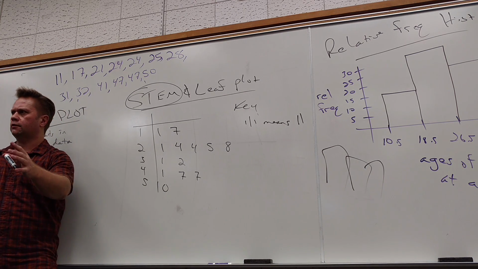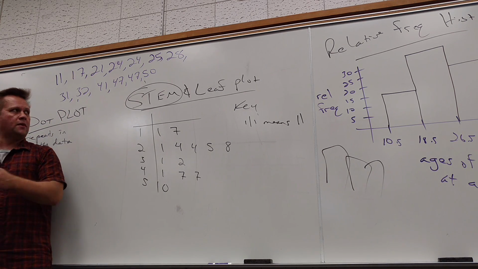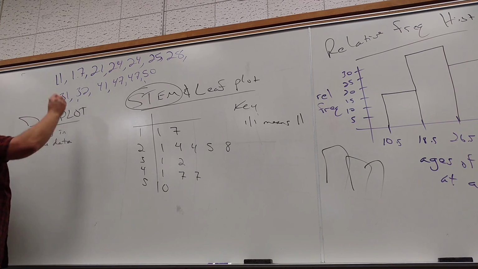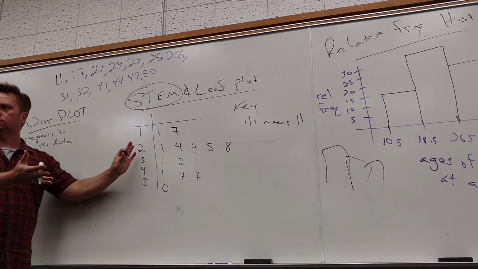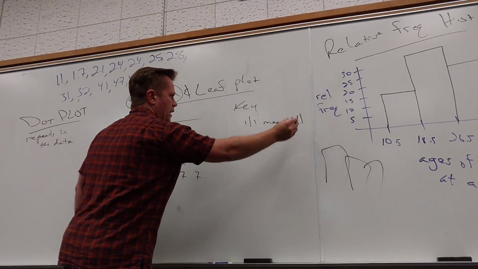How are we doing so far? Is that understandable? So if my data was 1.1, 1.7, this would look exactly the same. I would just do this.